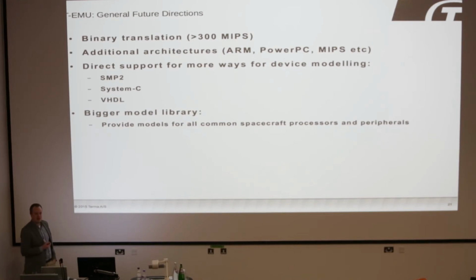And we're looking into making bigger model libraries. So now we had 3 different Leon processors, which are the current Spark processors used by the European Space Agency. And there was an older processor called the ERC32. But all these are still used.